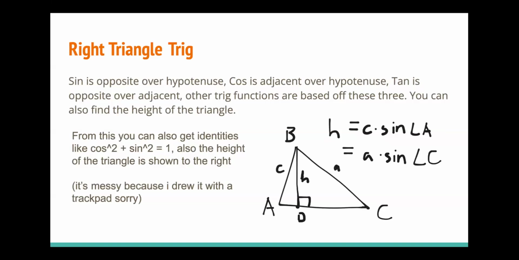I don't have a good image, so I had to hand draw stuff. Sorry about that. Right triangle trig: sine is opposite over hypotenuse, cosine is adjacent over hypotenuse, and tangent is opposite over adjacent. Other trig functions are based off these three, and you can also find the height of the triangle with this very bad diagram, but I think you can read that. You can also get identities like cosine squared plus sine squared is one.